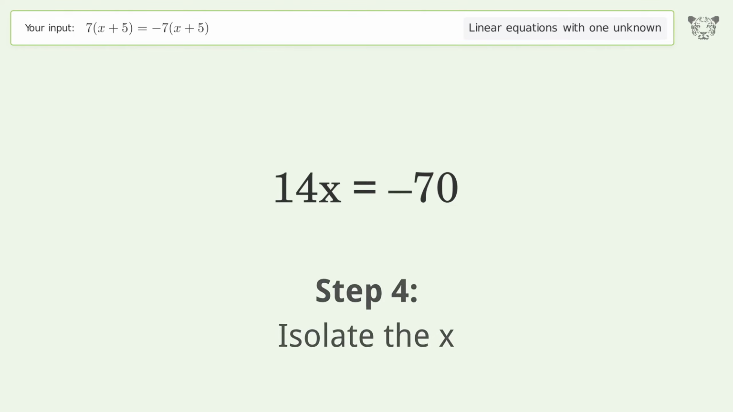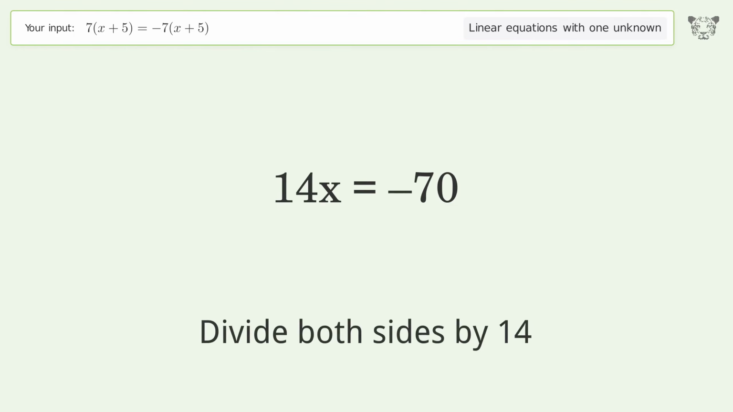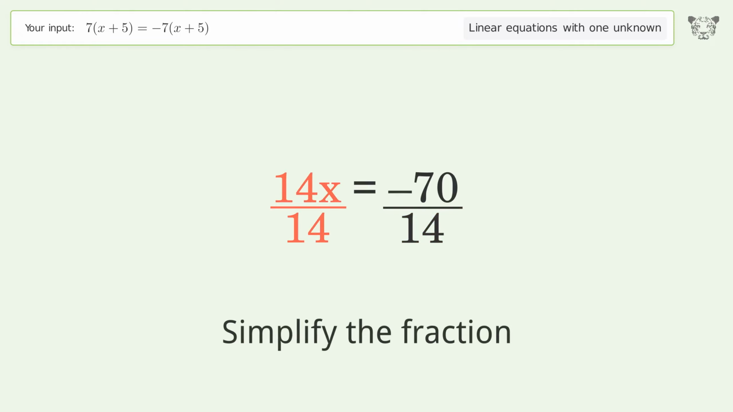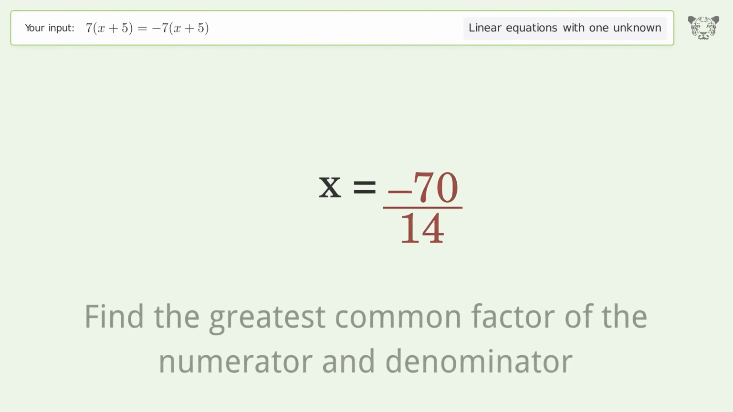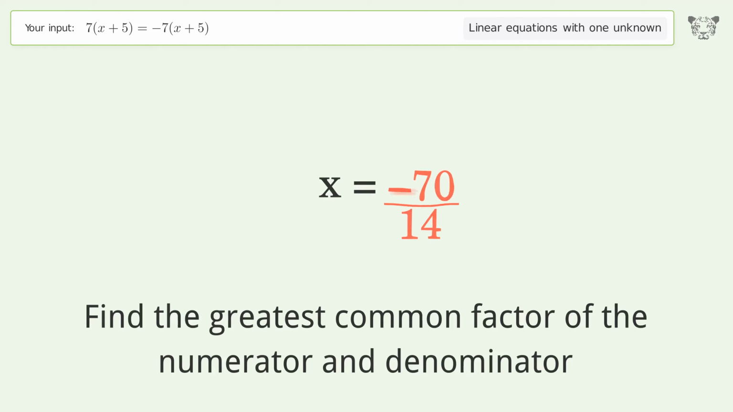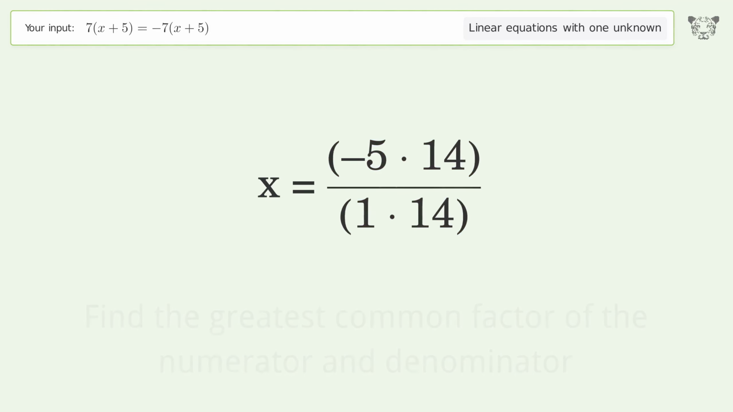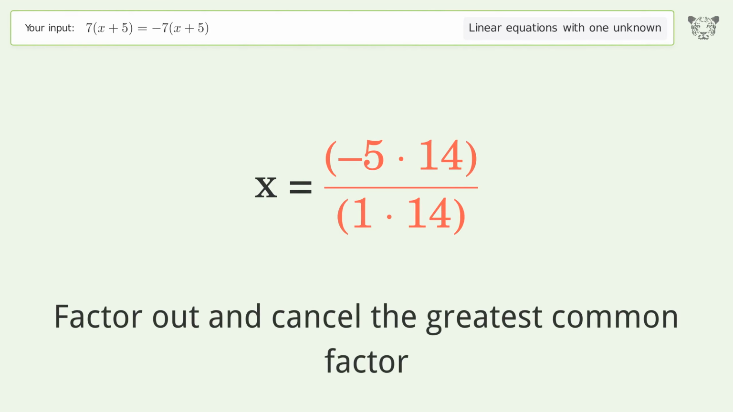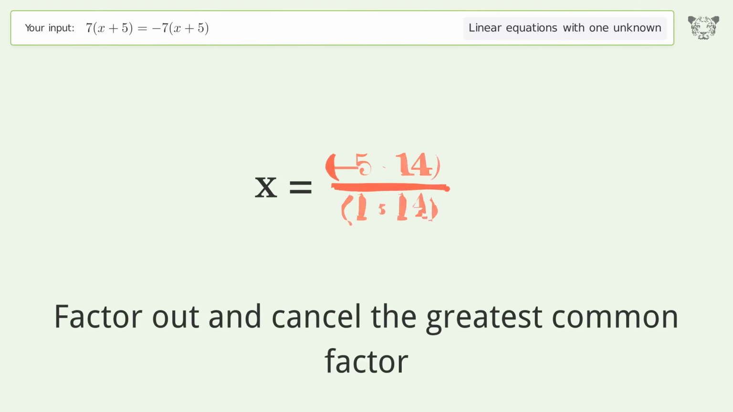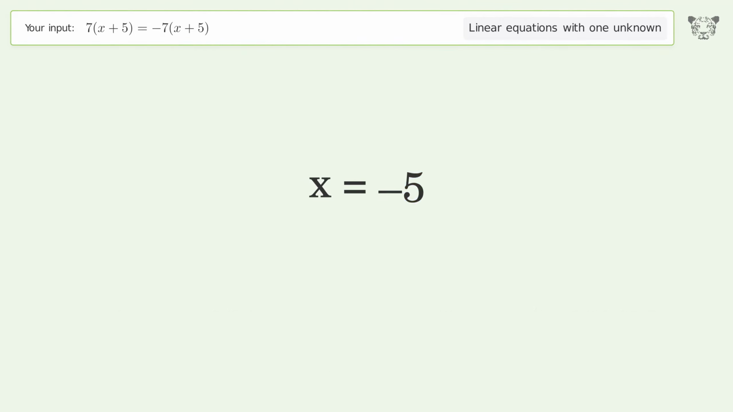Isolate the x. Divide both sides by 14. Simplify the fraction. Find the greatest common factor of the numerator and denominator. Factor out and cancel the greatest common factor. And so the final result is x equals -5.